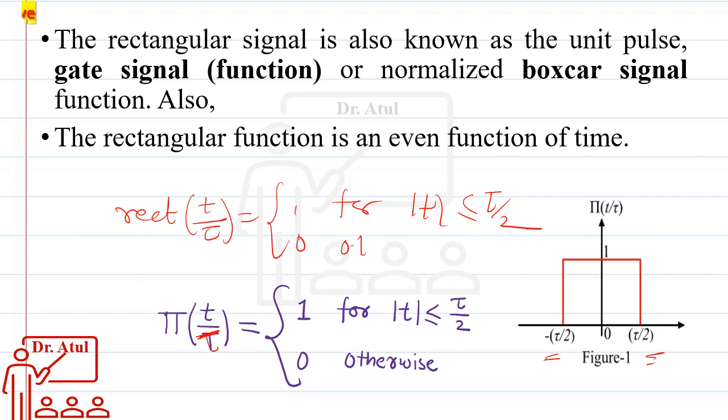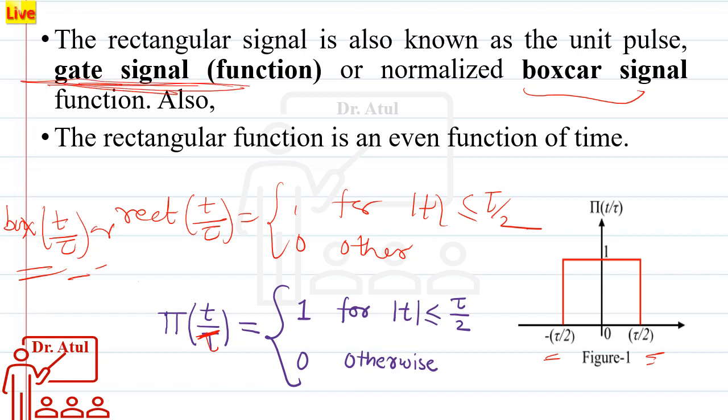So this rect of t by tau is also called a box car function, or box car signal, also called a gate signal. A gate signal is a rectangular signal only. As you see, this is symmetric about the y axis, therefore it is an even function, or even signal.